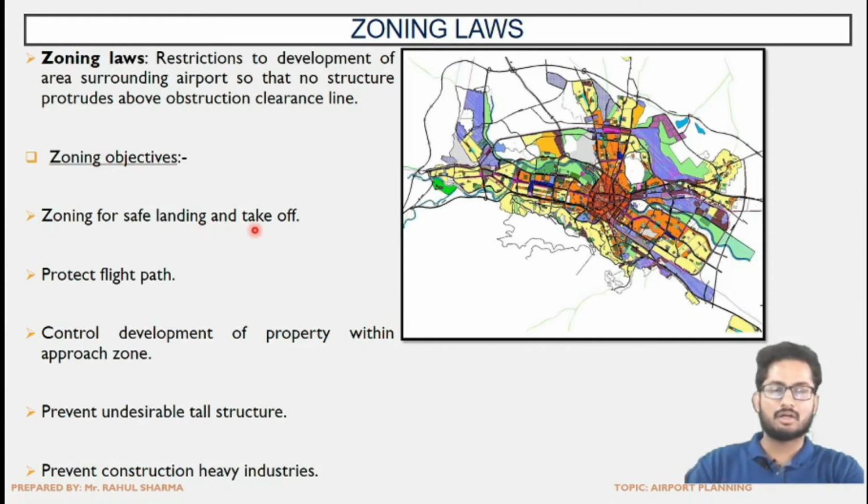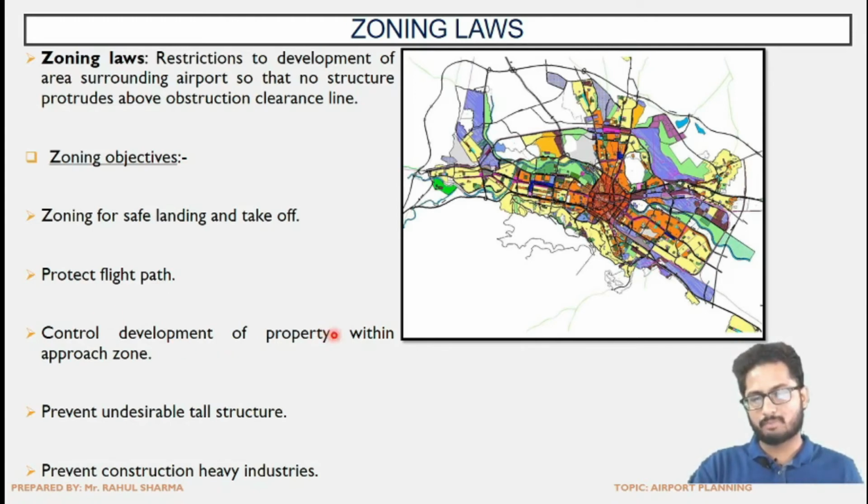So limiting the height of the structures surrounding, limiting their use in such a manner that there is no obstruction at the time of landing or takeoff operation to the aircraft, protecting the flight path. Now whichever path has been decided for the movement of the aircraft, to protect that path means along the path also there should be no obstruction, any structure which will create hindrance during the movement.